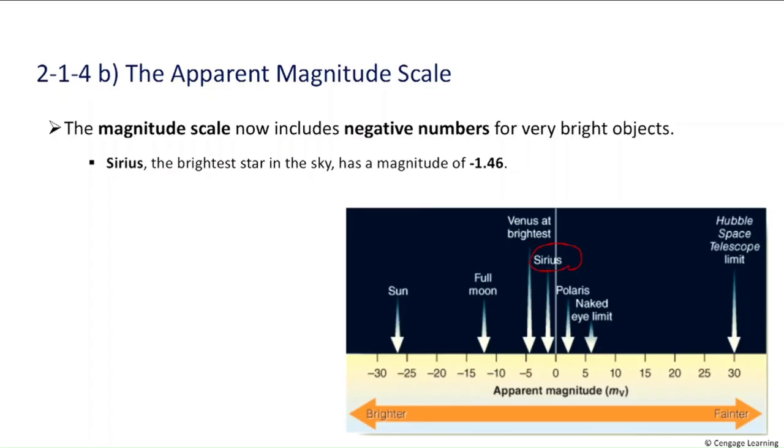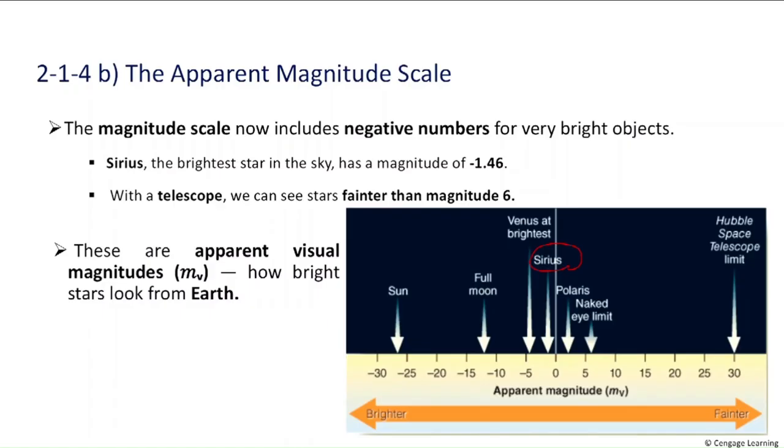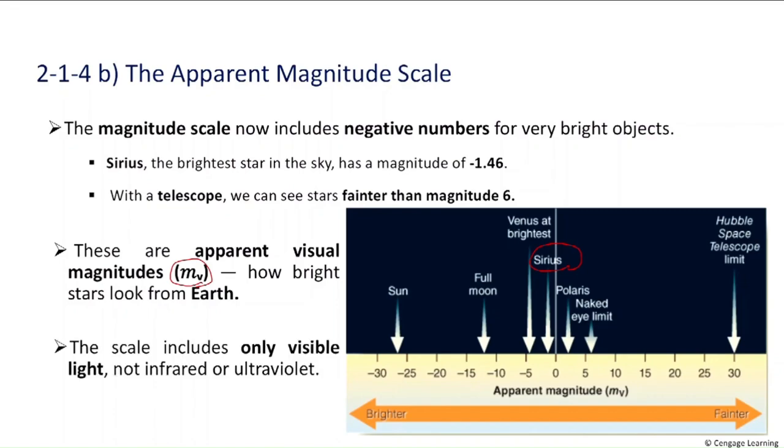Kind of weird, right? Now, here's a fun fact: if your eyes are super sharp, the faintest you can see is around magnitude 6. But with a telescope, we can go way beyond that. The keyword here is apparent. This scale doesn't tell us how much light a star actually gives off, only how bright it looks from Earth. And see that little subscript in M_V.